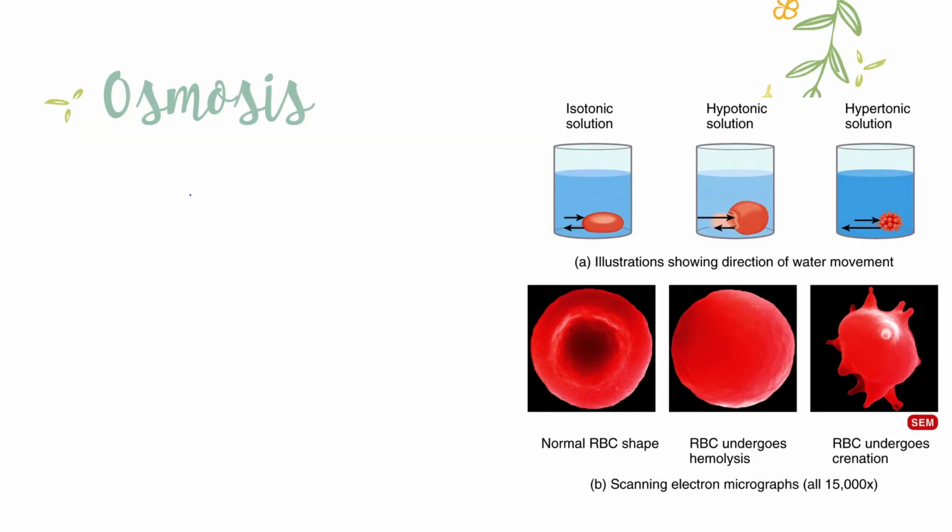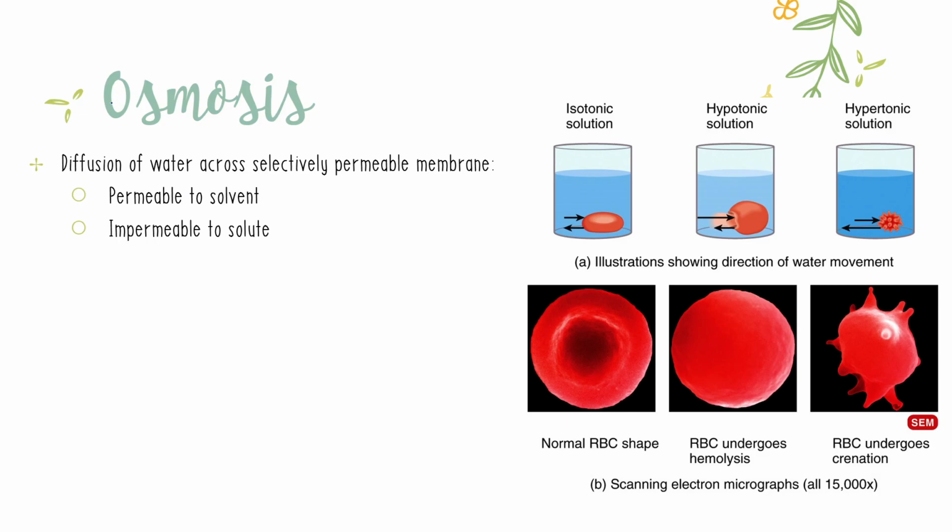Okay? So how about osmosis? Whenever we talk about osmosis, it always refers to the diffusion of water. So this refers to the diffusion of water across a selectively permeable membrane, and whenever we mention the word selectively permeable, this means they are permeable to the solvent and impermeable to the solute. Meaning, your cell membrane is selectively permeable, so it will only allow some molecules to go through and some will not.